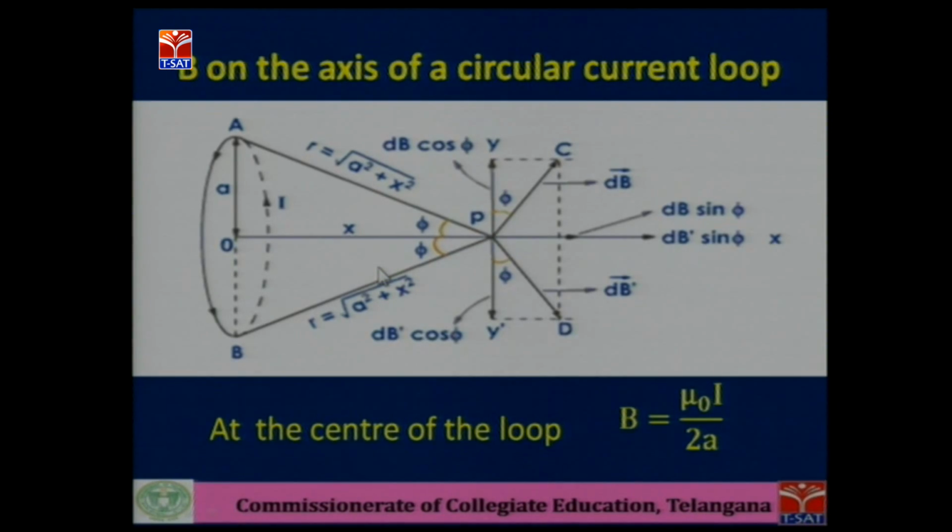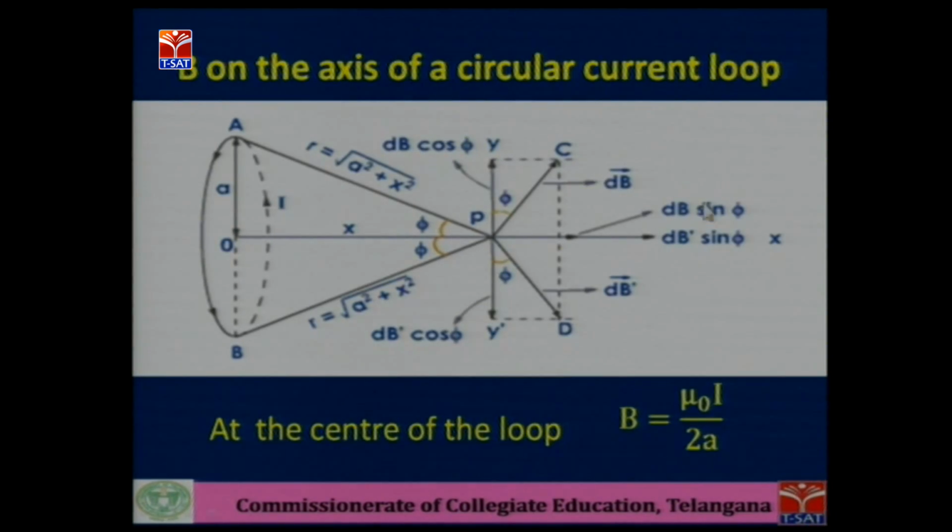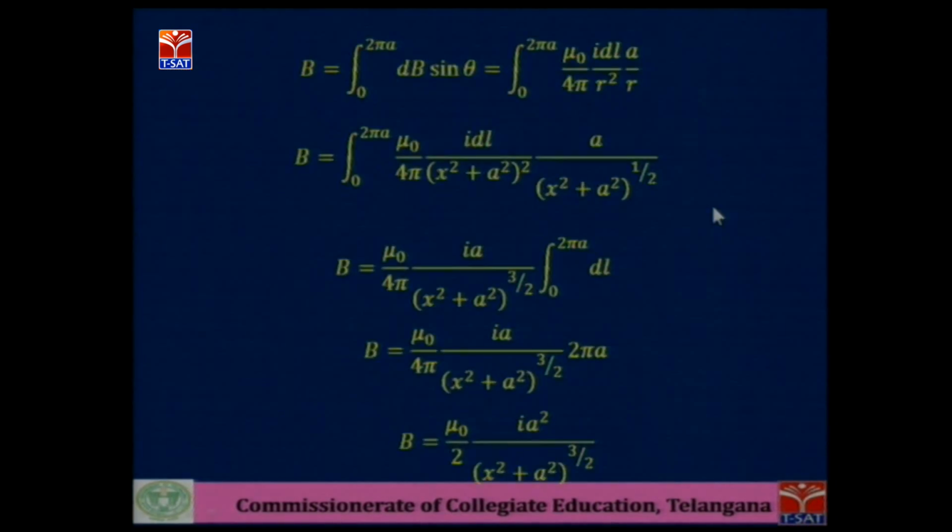Then we can get a result like this. It is integrated between the limits 0 and 2 pi a. Why 2 pi a? Because the circle has a circumference 2 pi a. So this is dB sin theta, because in the earlier slide we have seen this is dB sin theta.